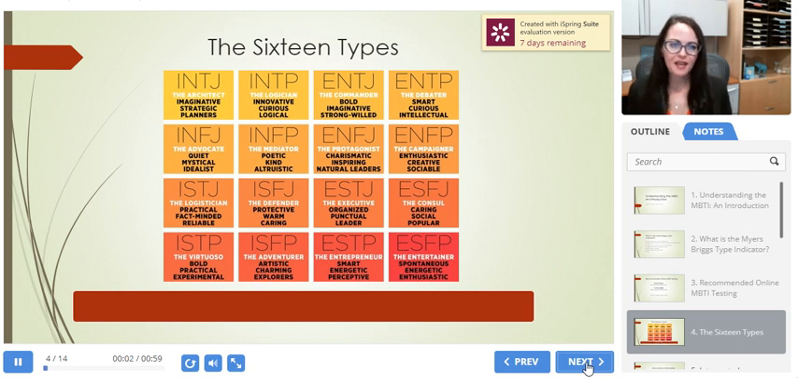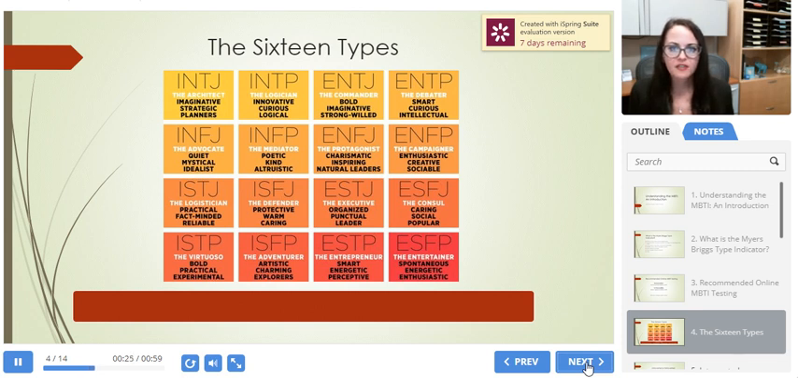So hopefully you've taken the assessment and you've found what your type is. And you probably noticed that they tend to label it with some kind of characteristic that just describes the type in an overall nutshell. So for an example, the INFJ is considered the advocate, the ESFJ is the consul, the ISTP is the virtuoso, etc.